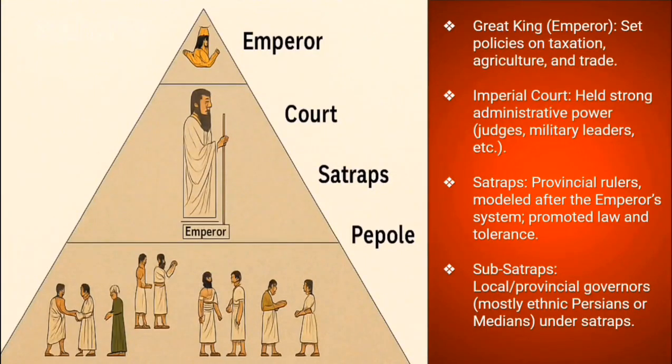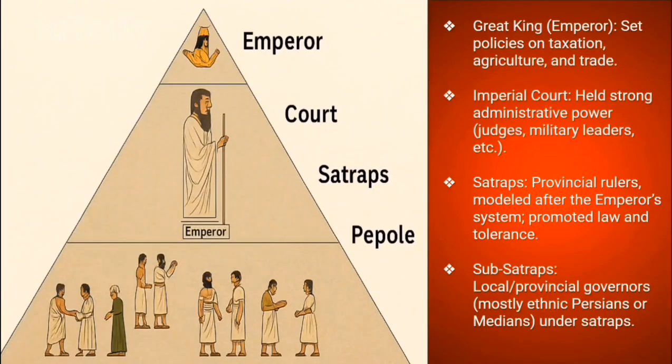The empire was divided into big regions called satrapias, and each one was ruled by a satrap, usually a noble person or local leader trusted by the king. Under the satraps were sub-satraps, often Persians or Medians, who took care of smaller local areas.